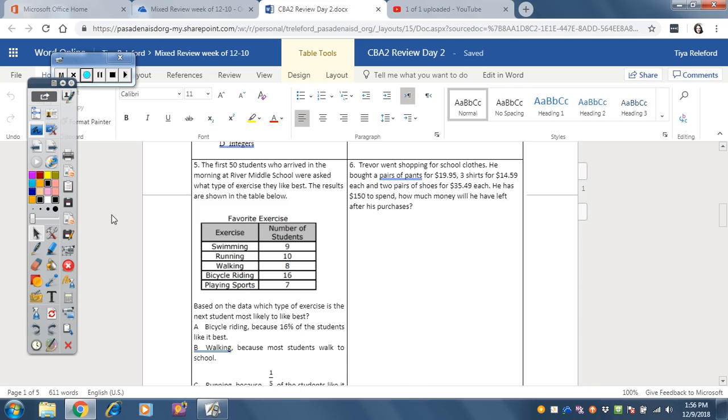Number 5 says the first 50 students who arrived in the morning at River Middle School were asked what type of exercise they like best. The results are shown in the table below. Based on the data, which type of exercise is the next student most likely to like best?